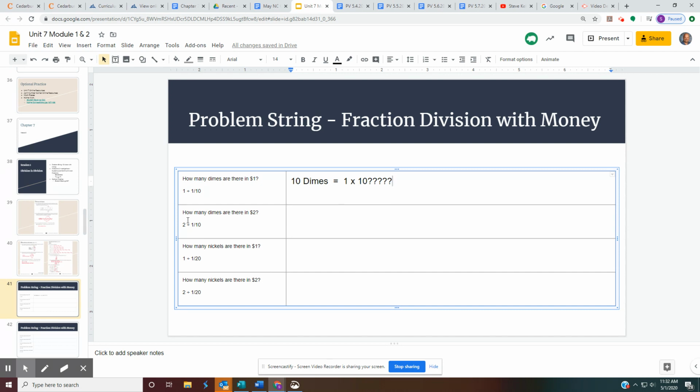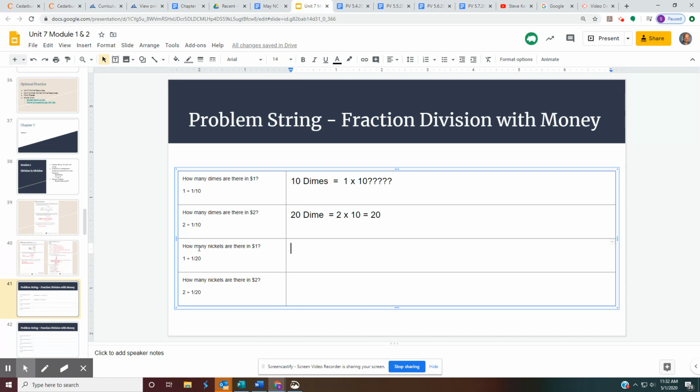Let's see if it works again. How many dimes are there in $2? Well, I know that there are 10 dimes in $1. So that makes sense that if I divide $2 into dimes, I'm going to have 20 dimes, or 2 times the amount of dimes, right? That equals 20. This is working out pretty well.